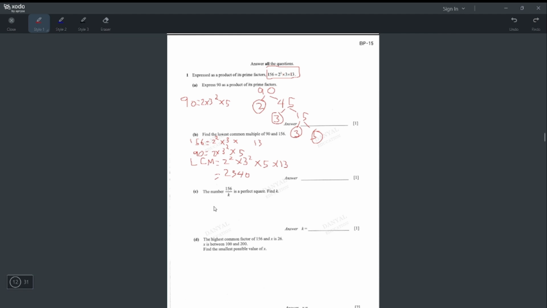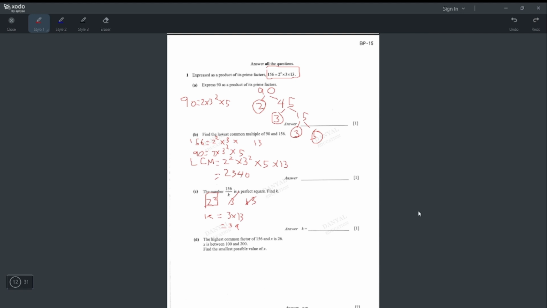So what we can do is remove all the prime factors that have the power 1. So we want k to be equal to 3 times 13, which is just 39. And you can see here that if we divide by 39, we can cancel out this 3 and 13, leaving us with a perfect square.